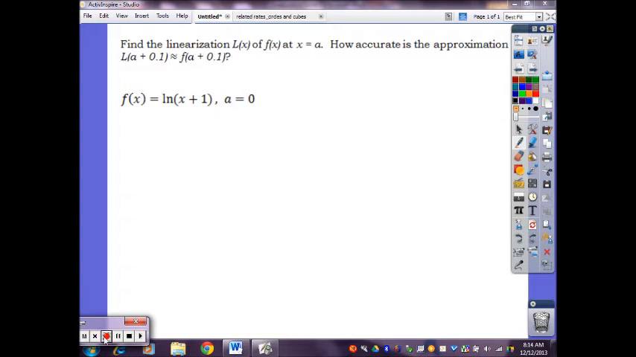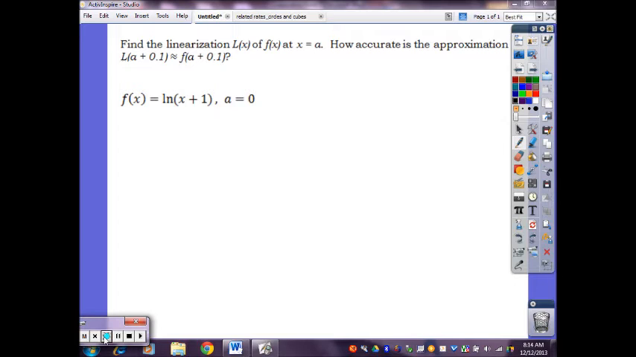equals a, how accurate is the approximation L of a plus 0.1 approximately f of a plus 0.1. And so someone asked me to do one of these just to kind of walk you through the process, so that's what I'm going to do.